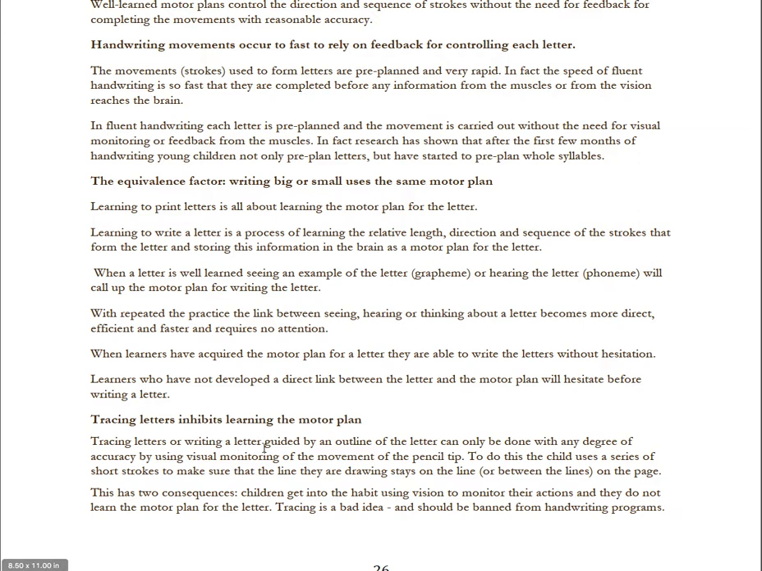Tracing letters or writing letters guided by an outline of the letter can only be done with any degree of accuracy by using visual monitoring of the movement of the pencil tip. Visual monitoring. To do this, the child uses a series of short strokes to make sure that the line they are drawing stays on the line or between the lines on the page. Notice short strokes. My friend Randy Nelson has a huge amount of information on this.